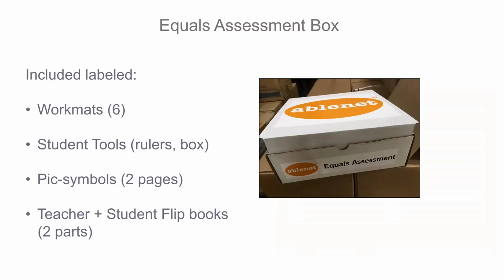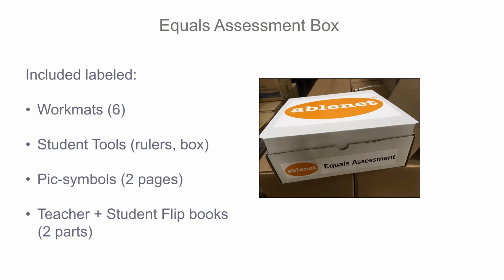So let's take a look now at prepping assessment material. In the Equals assessment box I referred to earlier, you will find 6 work mats, not only labeled with the number, but also assessment. There are copies of these in your content kit, but we duplicated and labeled them assessment so they could remain in this box, folded.